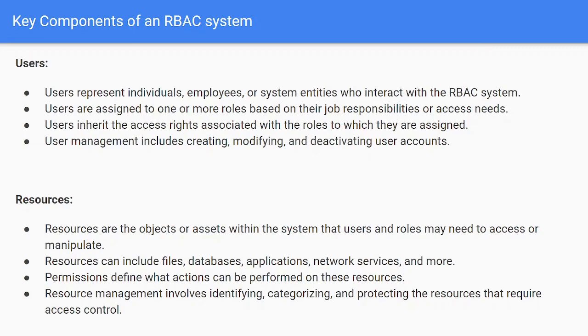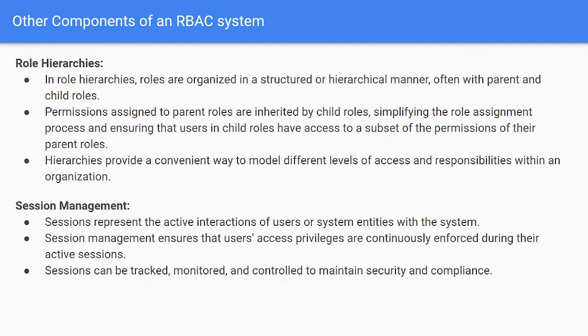All right, so other components of a role-based access system: we have the role hierarchy. In role hierarchies, roles are assigned in a structured or hierarchical manner, often with parent and child permissions. Permissions assigned to parent roles are inherited by child roles, simplifying the role assignment process and ensuring that users in child roles have access to subsets of the permissions of their parent's role. So let's break it down.